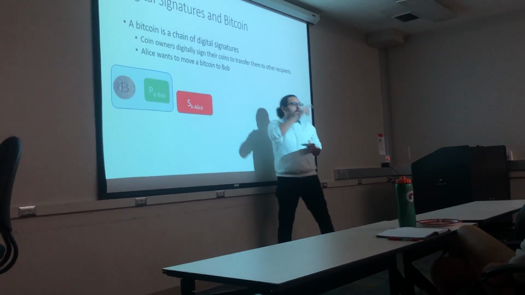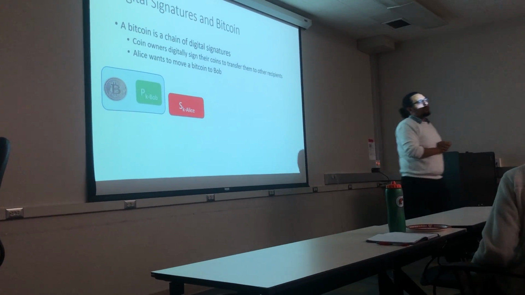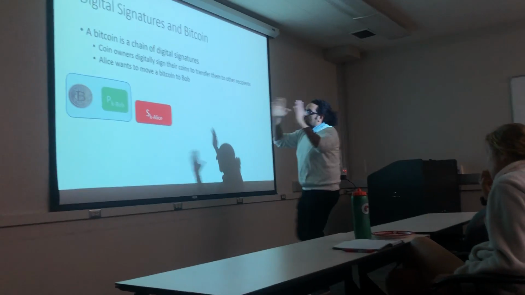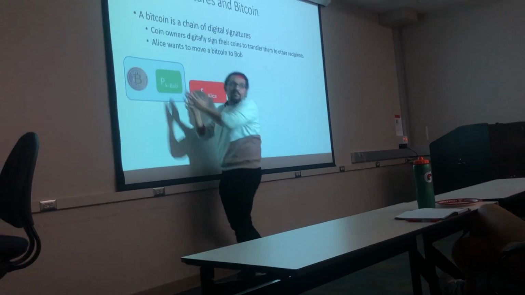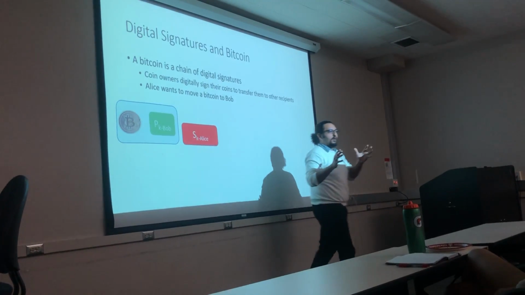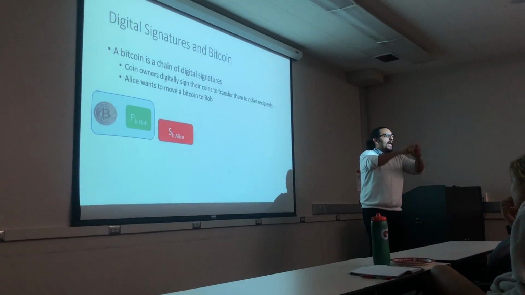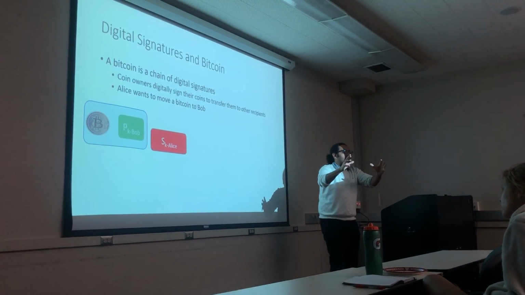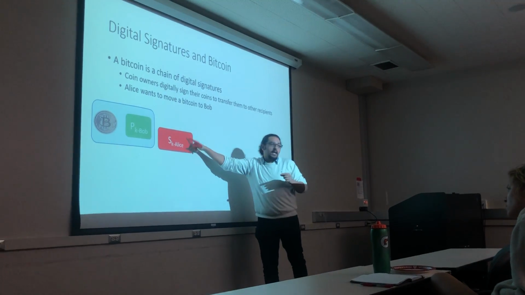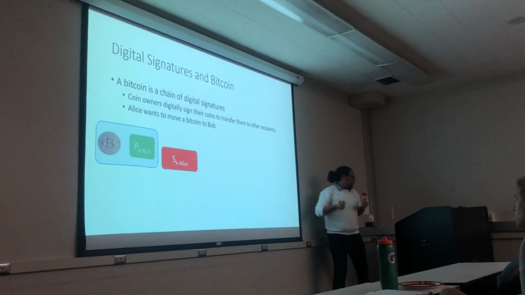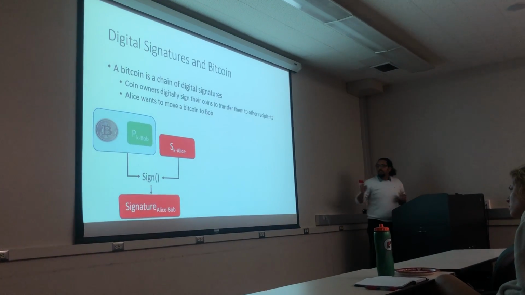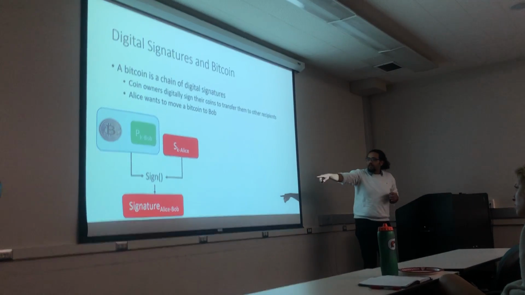Okay? Yes? So, from the previous slide, the Bitcoin is like the document. Actually, you can think of these two together as the document. So the Bitcoin and the destination, the person who is receiving this coin, is the document. Okay? That's a very good question. And I'm signing it with my signature. So I generate a signature that says, I'm moving this Bitcoin from Alice to Bob.